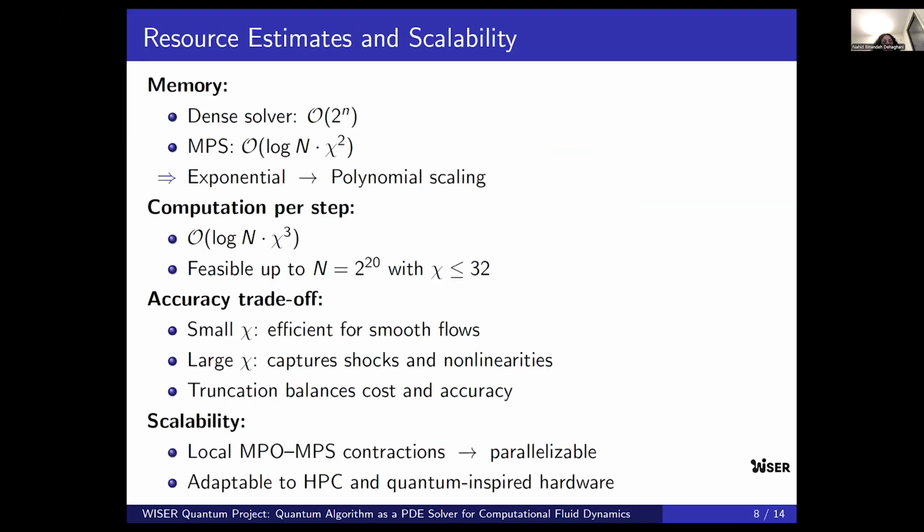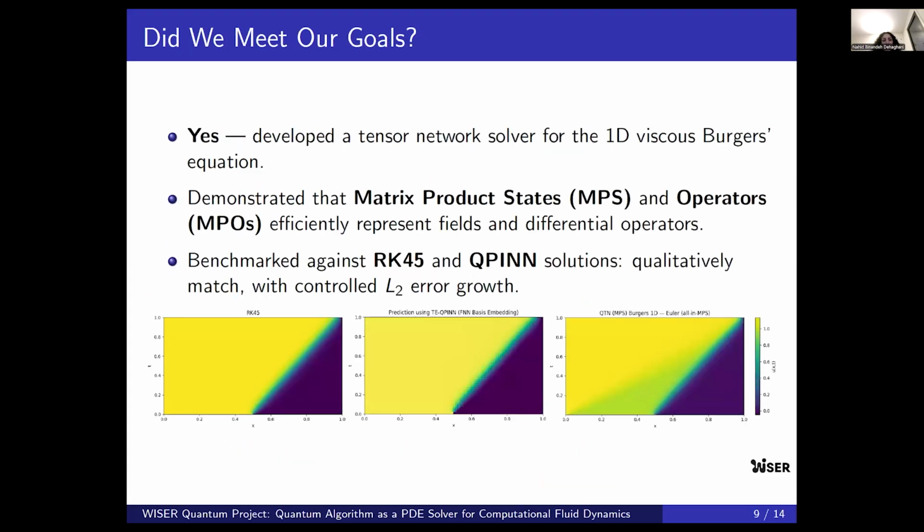In terms of memory, dense solvers grow exponentially, while matrix product states reduce the memory to polynomial scaling. Each step costs only log n times chi cubed, and a small bond dimension is efficient, while larger values capture shocks at higher cost. Finally, local MPS and MPO contractions are parallelizable, making this approach well suited for high performance computing and quantum-inspired implementation. Here I pass the word to my colleague.